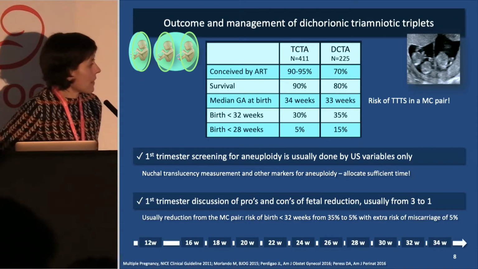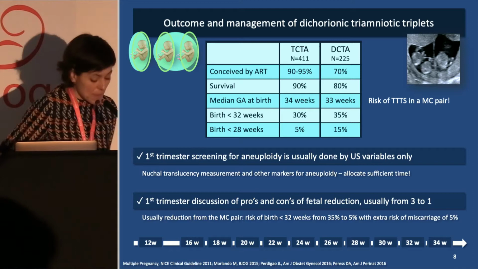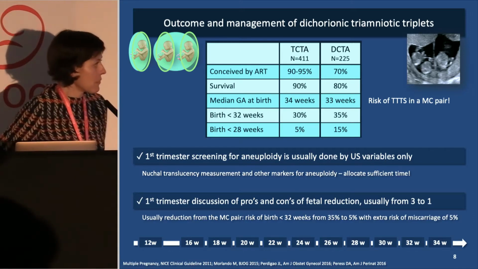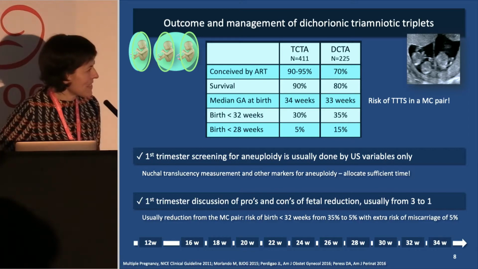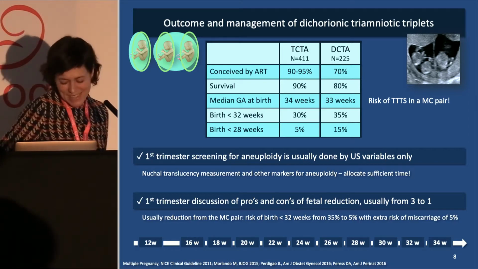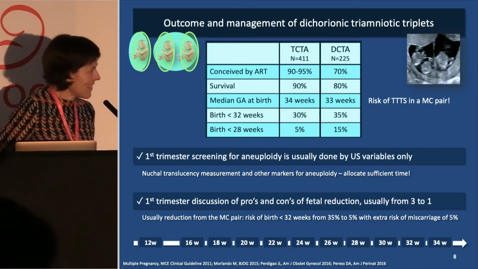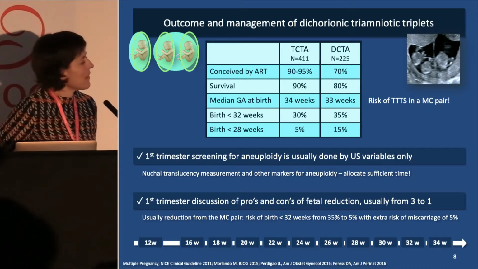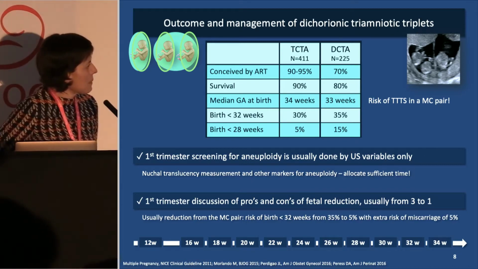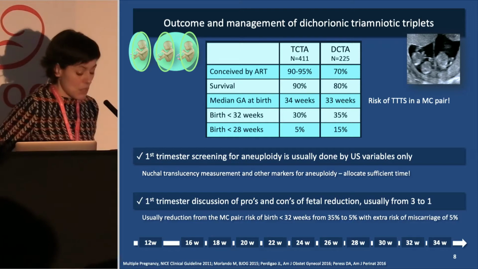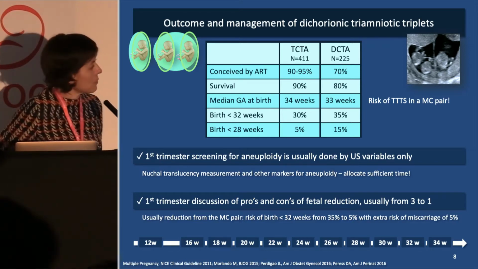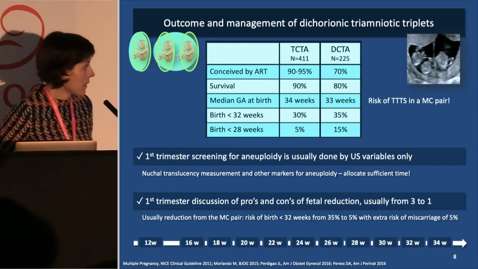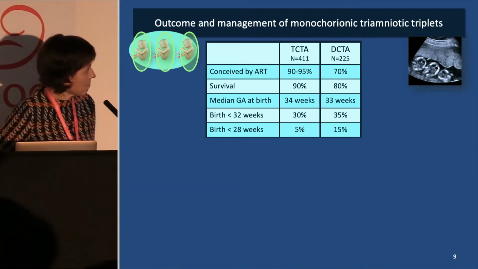And then the follow-up is like for our monochorionic twin pregnancies. So we scan them every 2 weeks, although the last scan, the 36 weeks assessment, is no longer necessary because the babies are already delivered at around 35 weeks. But we see them every 2 weeks, especially for the complications of the monochorionic pair, twin-twin transfusion syndrome and TAPS.